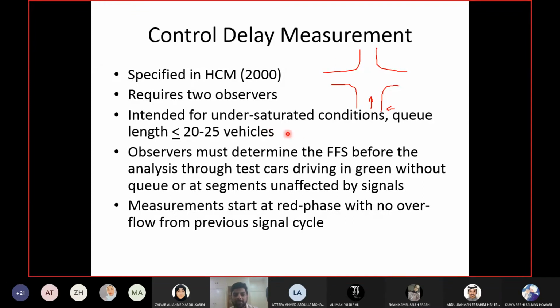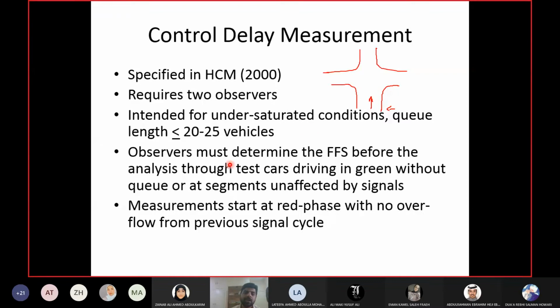Before you start the survey, you have to make sure that the survey is conducted in undersaturated conditions. Saturation means something is full at capacity, so undersaturated means the intersection should be below capacity. The volume at the intersection should be below capacity. Now, how should I know what the capacity is, and whether it is over or under capacity? They have given me some conditions.